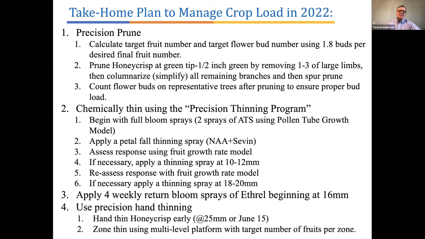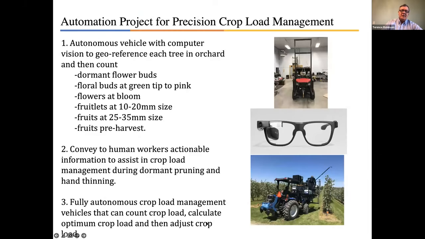But then use the precision chemical thinning program we discussed, using two sprays of ATS followed by the pollen, using the pollen tube growth model to time it, then petal fall and other sprays guided by the carbohydrate model with an assessment of the results using the fruit growth rate model. Then apply these return bloom sprays starting at 16 millimeters and then hand thin as early as possible to get the fruit numbers down so that you can get flower bud initiation.